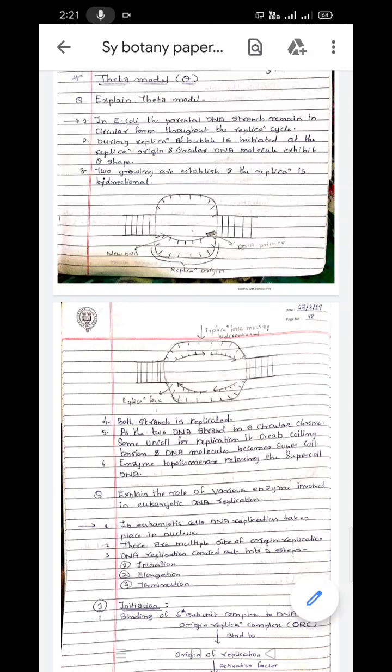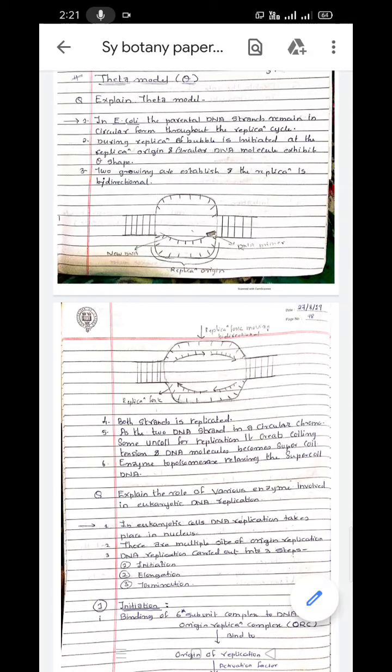So next point in your syllabus is the theta model. The question asked in the exam is "explain the theta model," or most of the time these are called short notes.